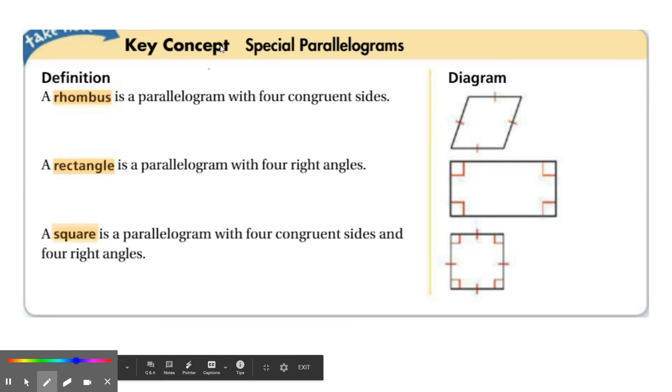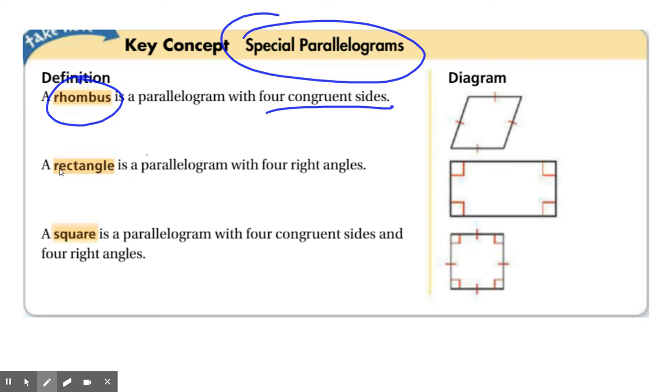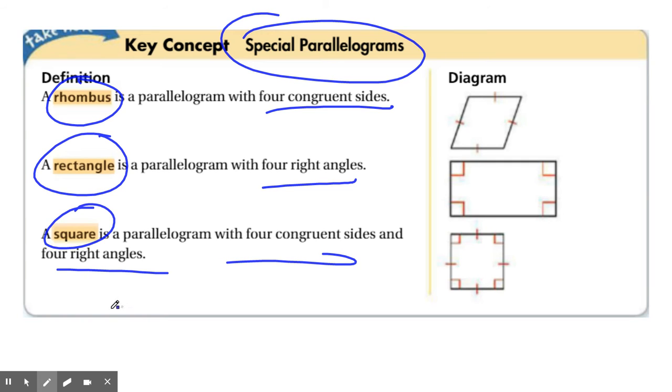We also have some special parallelograms. A rhombus is a parallelogram with four congruent sides. A rectangle is a parallelogram with four right angles. And a square is both four congruent sides and four right angles. Remember that we call a square a regular quadrilateral.